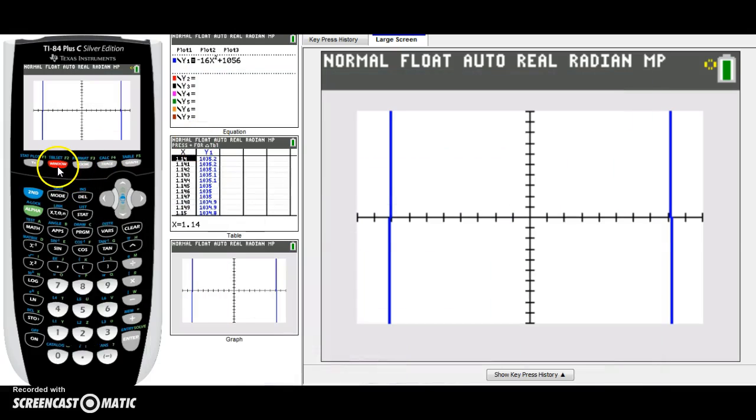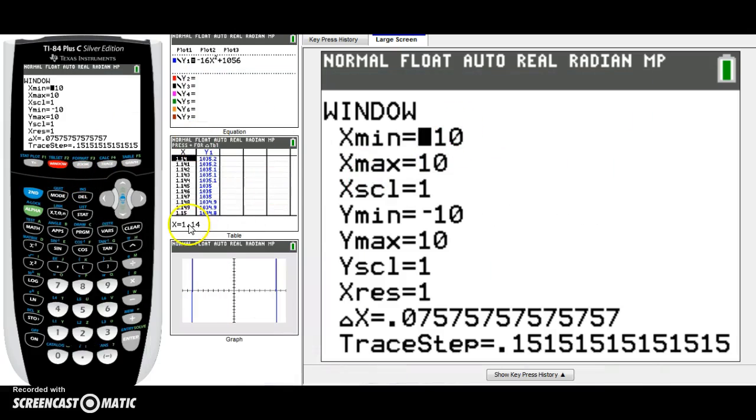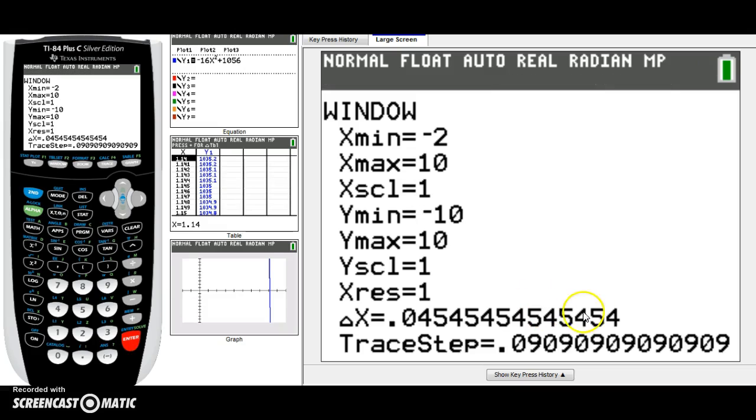So we need to go to window. So for our x-min, let's do like negative 2, and max is fine at 10. We'll go by ones. And sometimes it likes to change these newer calculators. I don't like that, so I'm going to go down and change that in a second. And then our y minimum, let's make it negative 10, just so we can see the picture better. And then our max is going, well, let's make it negative 100.